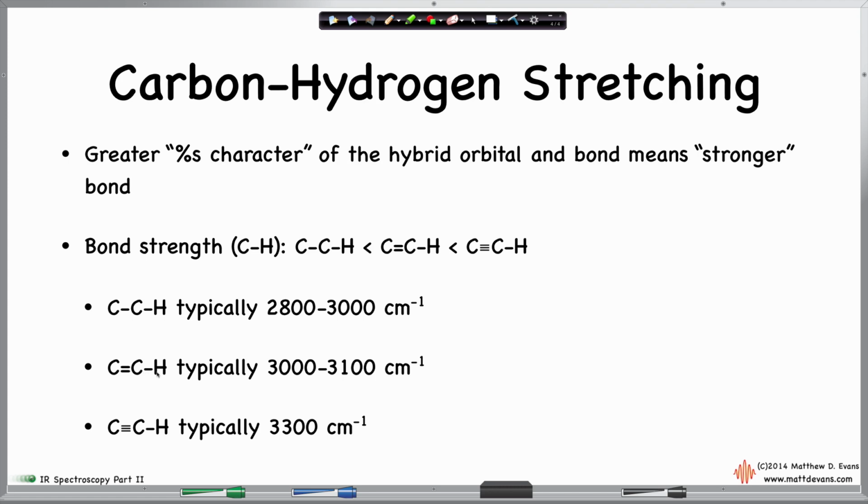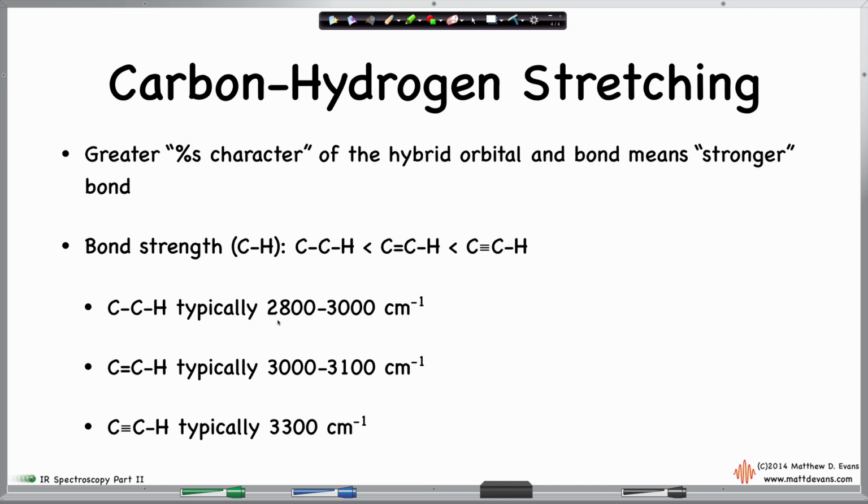This is the CH bond that we're looking for, and this carbon is part of a double bond. We're looking for that absorption at 3000 to 3100. And then finally a terminal triple bond, the CH bond, we're looking at 3300. This one's pretty easy to spot.